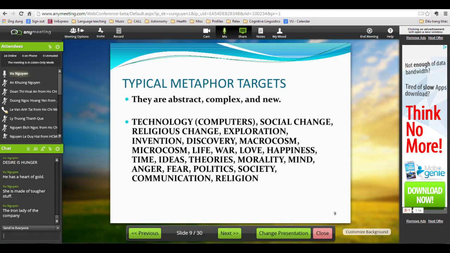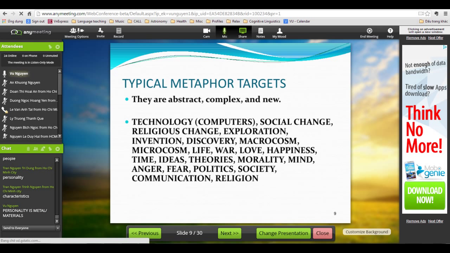Now, what target domain is referred to in these cases? Can you identify the target domain? No, metals, materials, those are the source domain. I want you to identify the target domain. Yeah, personality, that's very good. In this case we see that personality is metal, or materials to be more exact. Right, so personality is material.